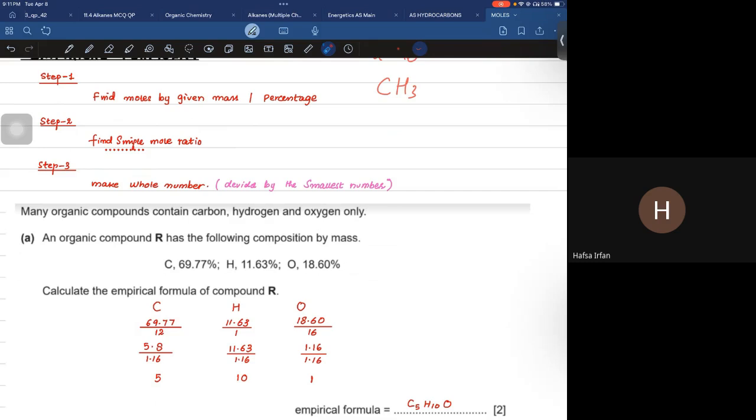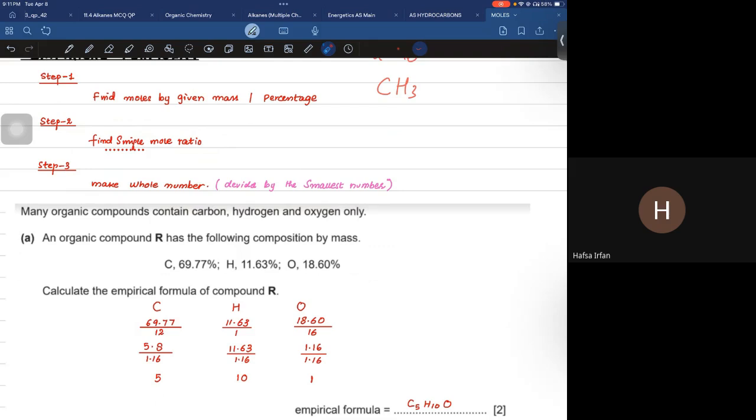I would be telling you how to find the simple mole ratio. And then step number 3 says if you didn't get a whole number, you have to make it a whole number. There is no concept of rounding off the data basically in this. You have to make it a whole number by multiplying it with a number. This is important to know. And also remember, it is possible that the molecular and empirical formula are the same.